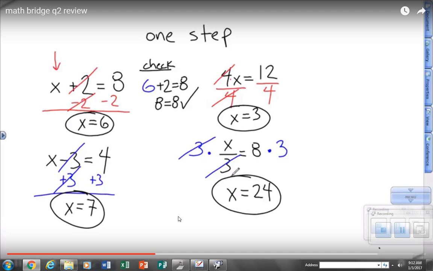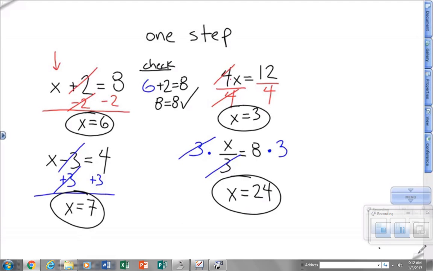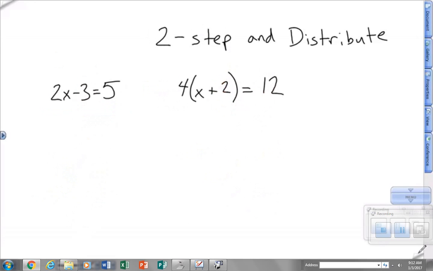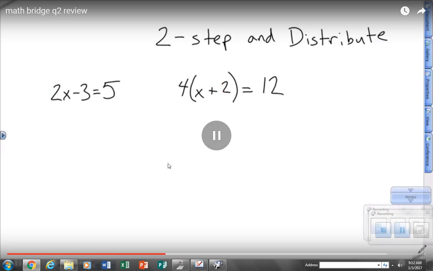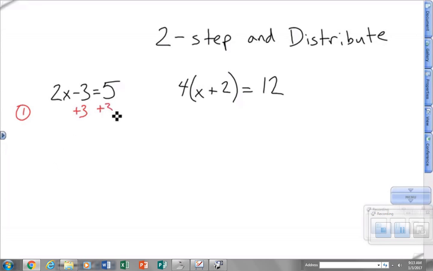All right, two-step equations. For these, always get rid of the plain number by adding or subtracting first and then divide second. These problems distribute first before you do anything, and then it becomes a two-step equation. So here we go. That first one there, the opposite of subtracting 3, I'm going to add 3. So the first step is always adding or subtracting the plain number. Second step for these, after you do that, always involves dividing.